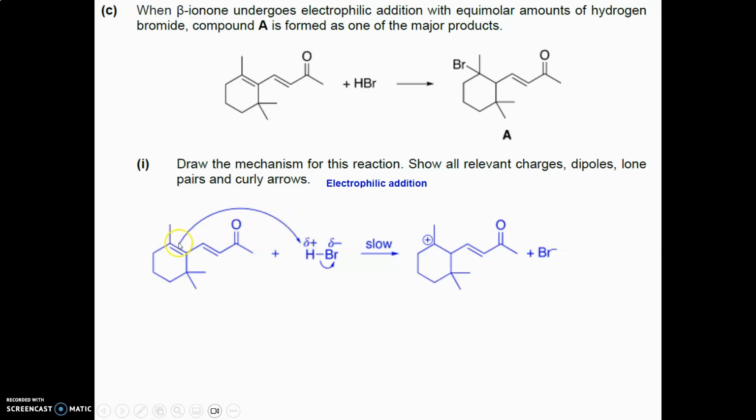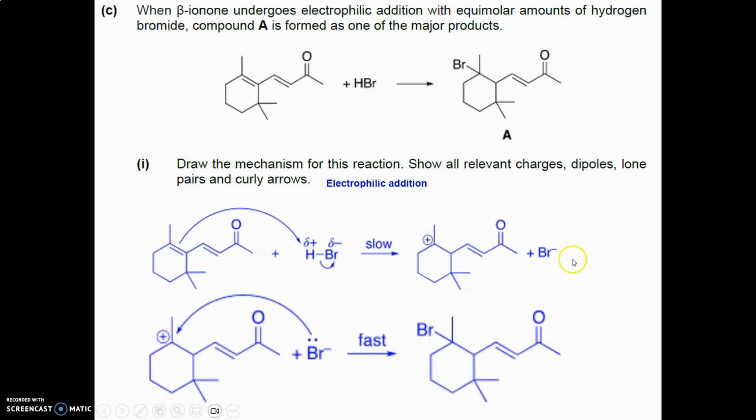So the arrow originates from a region of electron density, in this case the C=C double bond, and the arrow head is at a region that is electron poor. In this case, it will be the H atom, which bears a partial positive charge in the HBr molecule. So this is the first step. It is the slow step which leads to the formation of the carbocation. The next step is the fast step. The Br minus is a nucleophile. It contains a lone pair, which it uses to attack the carbocation intermediate and form the product A.